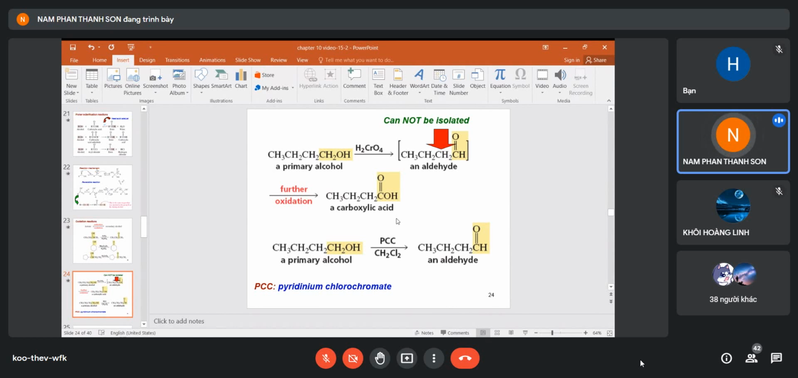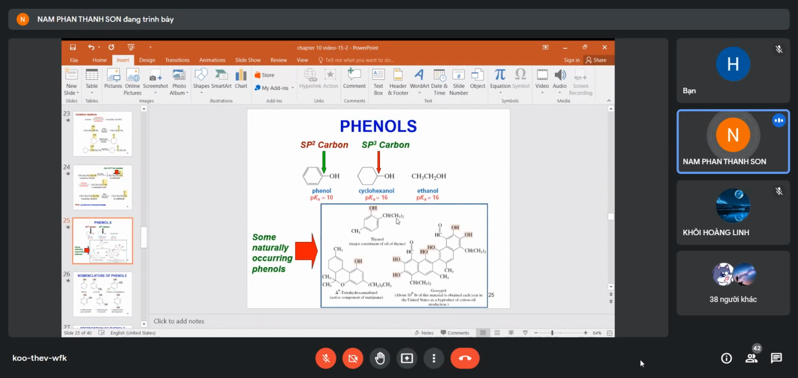I say again, if we use other oxidizing agents, we have carboxylic acid. Okay, so that is alcohols. So now we move to phenols.